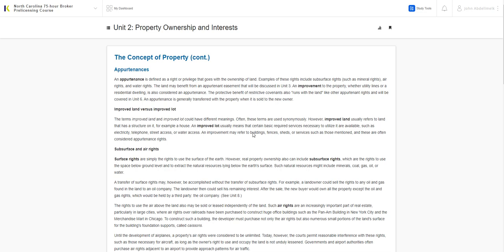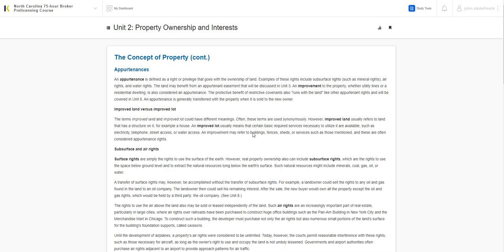So the protective benefits of restrictive covenants also run with the land like other appurtenant rights, and will be covered in Unit 6. Okay. Appurtenances generally transfer with the property when it's sold to the new owner. Improved land versus improved lot. Improved land and improved lot could have different meanings. Often these terms are used synonymously. However, improved land usually is referred to as land with a structure on it. For example, like a house.